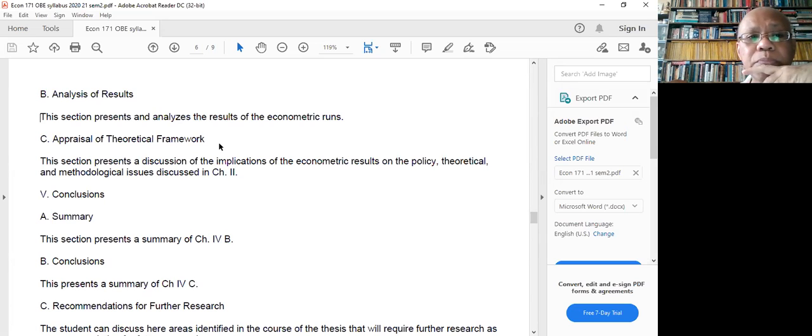Then the next part would be the analysis of results. Here, you present the results of your regression run. You show the tables of data of the results. And then, of course, ang software ang ginagamit niyo, Mr. Villarreal? Anong software ginagamit niyo? Pretel?